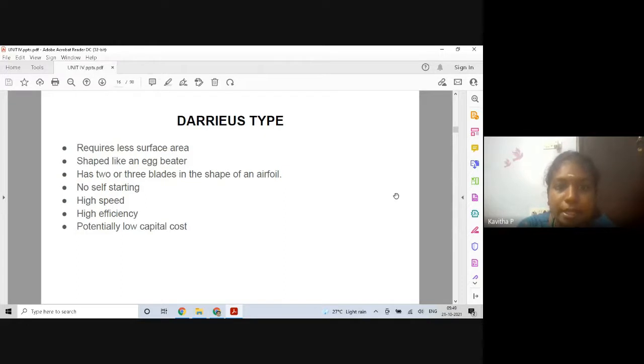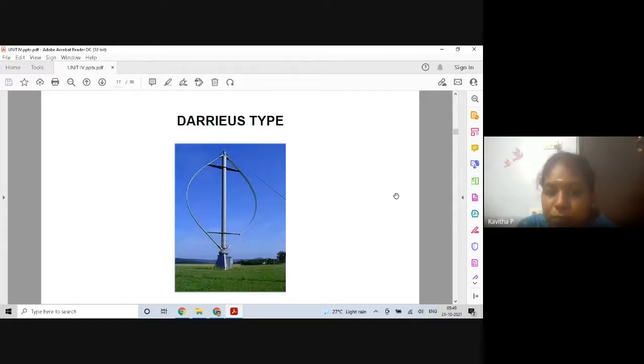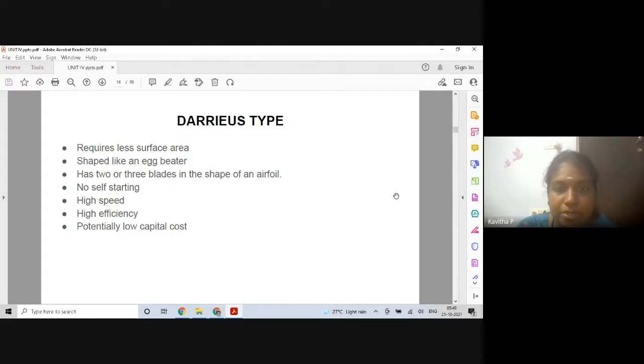The second one is the Darrieus type, and this is the Darrieus type wind turbine. Both the edges of the turbine blades are connected to each other, and in the same way as in the Savonius type, when the wind hits the blades, a pressure difference is created because of which torque is created and the wind blade starts rotating to produce electricity. It requires a very large surface area, and it also looks like an egg beater.